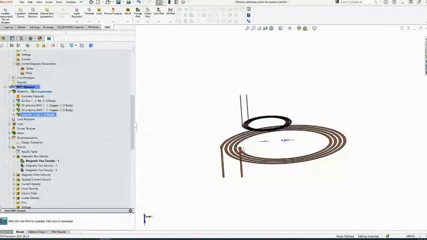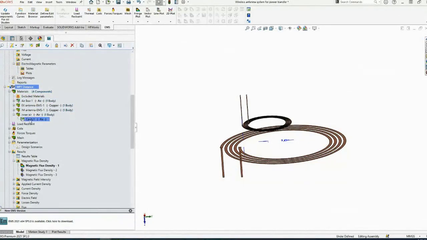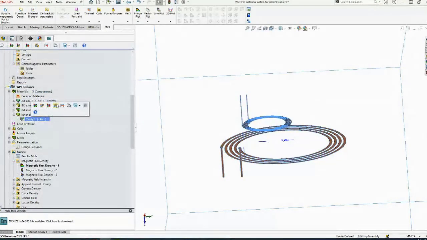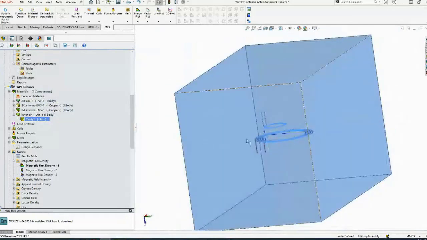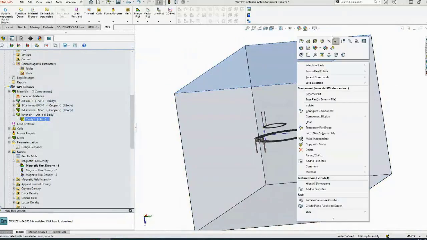Where's my air? Okay, so this is the air region around it. I'm going to go ahead and hide the air again.